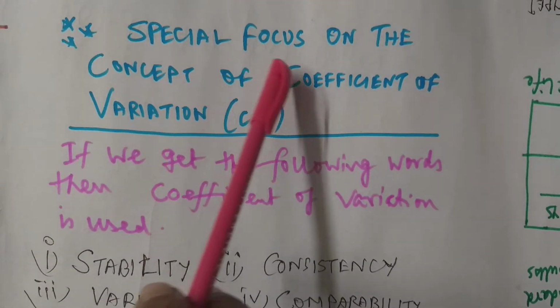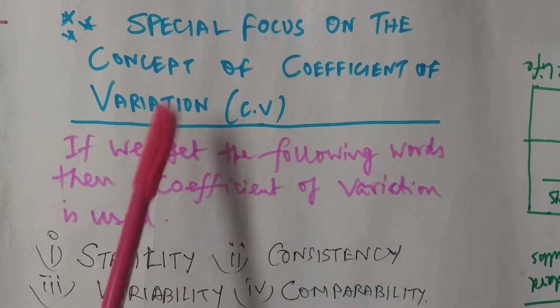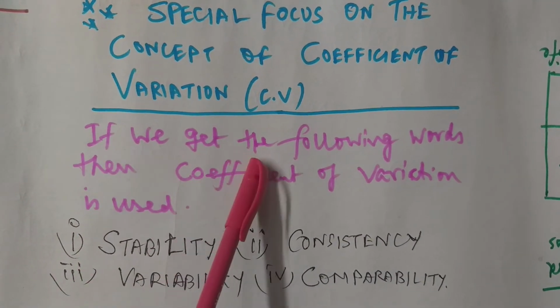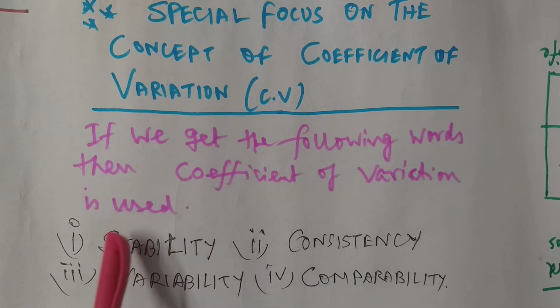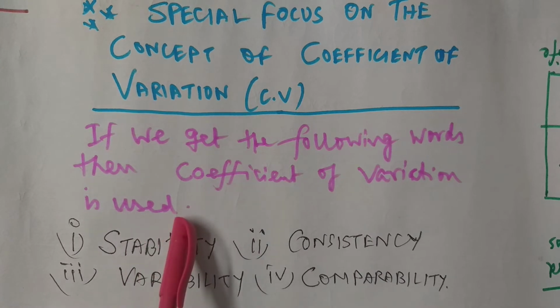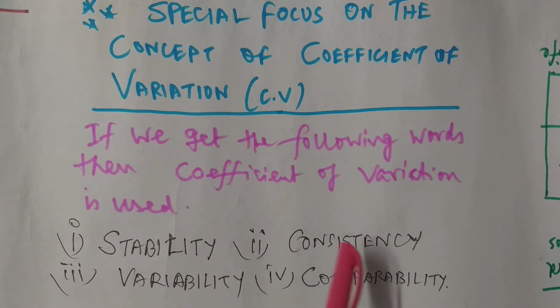Now, special focus on the concept of coefficient of variation. If we get the following words, then coefficient of variation is used. Number one, stability. Number two, consistency. Number three, variability. Number four, comparability.